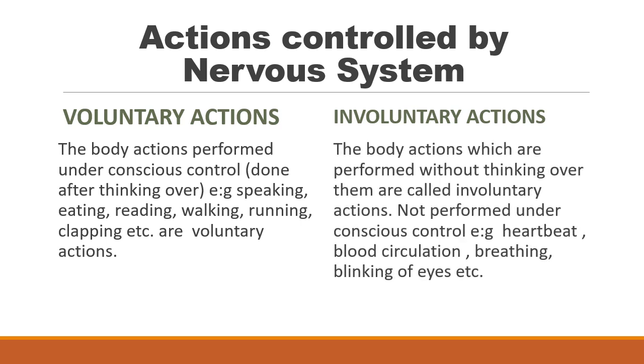Now the involuntary actions. Those actions which are performed without thinking over them are called involuntary actions. That means they are not performed under conscious control. For example, heartbeat. Your heart beats. You don't know, but your heart beats. Your blood circulates. Whenever you go to sleep, your blood circulates. Breathing, the respiratory system, blinking of your eyes, etc. So all these actions which are under voluntary or conscious control are called voluntary actions, and those which are not controlled, or done without thinking over them, are called involuntary actions. I hope you understand them.